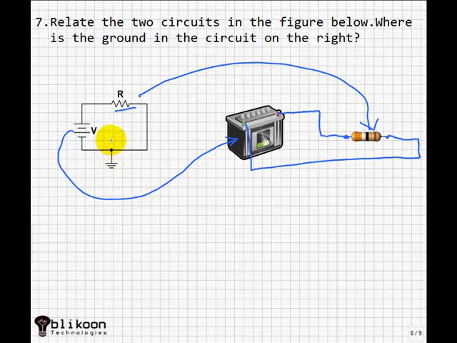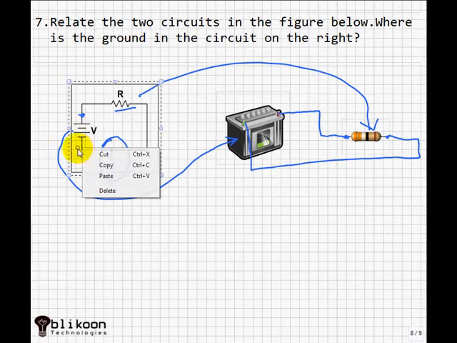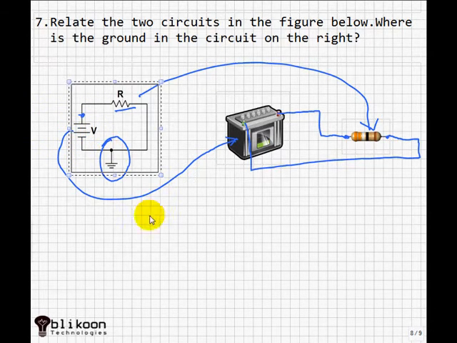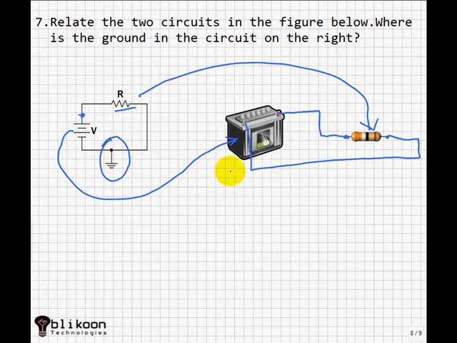What we need to see is the ground. What is the ground? The ground is the reference point for voltages. So if we say that this voltage source has 12 volts, we are saying that this point here is 12 volts higher than this point. So we are referring to this point for voltages.